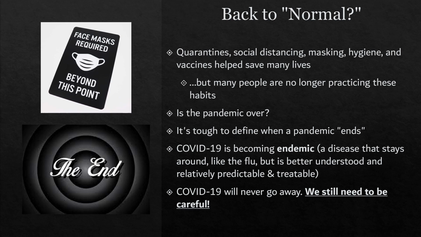And so, as those practices kind of start to dwindle, and society at large is not engaging quite as cohesively in these practices, we tend to see these surges in COVID-19 infections that tell us that the pandemic is really not over. Again, it's really difficult to define when a pandemic ends, but COVID-19 has actually started to become what we call endemic. And this is kind of like the flu, where a disease stays around, but it's better understood, pretty predictable, fairly treatable, and we have good vaccines and good medications to handle COVID-19.